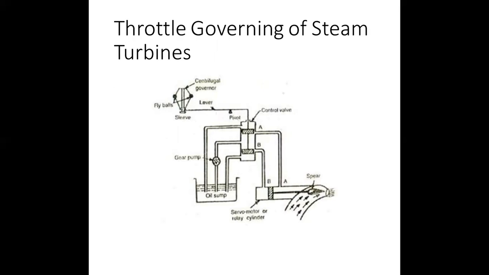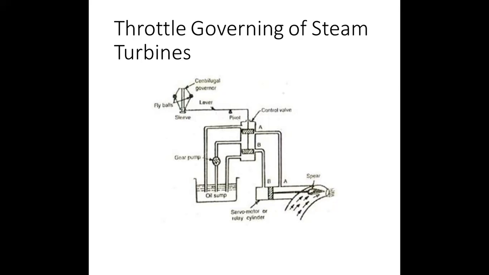Throttle governing of steam turbines. In throttle governing of a steam turbine, it is a method of controlling the turbine output by varying the quantity of steam entering into the turbine. This method is also known as the servometer method. Here, the centrifugal governor is driven from the main shaft of the turbine by belt or gear arrangement.